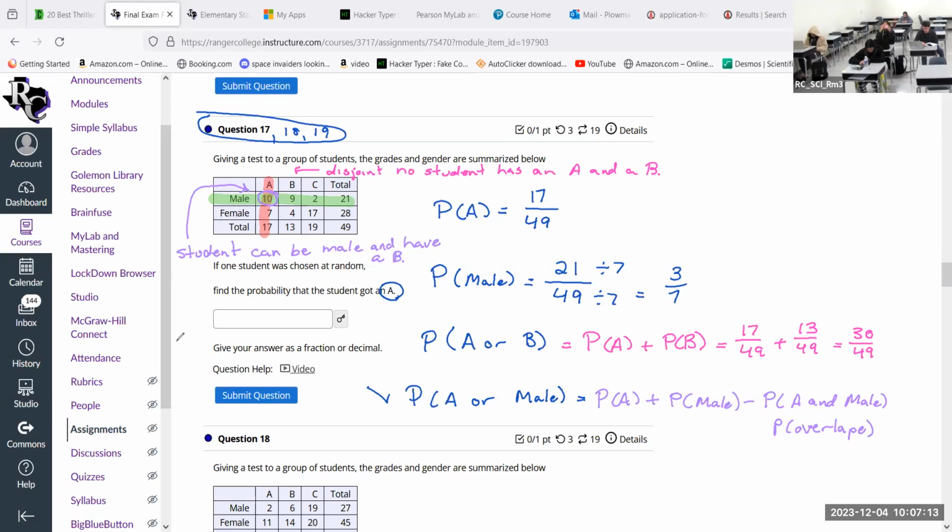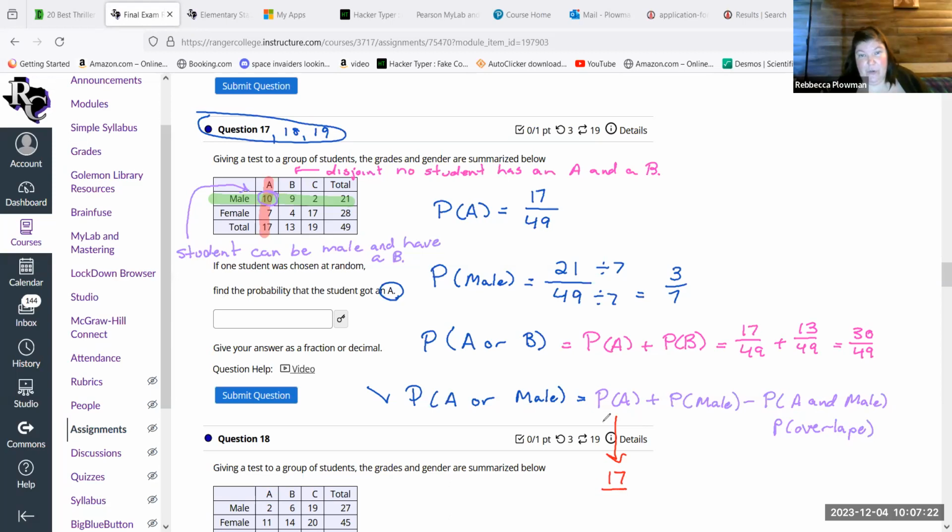So I'm going to just change my color here so we can see it a little better. So for the first part, the probability of having an A, we already know that is 17 out of 49. Probability of a male, I'm actually going to use this one here to make it easier to add up later. 21 out of 49. And then we have 10 students who are the ones we counted as students having an A and students that are being a male. They're part of my overlap. So I remove those 10 students in my overlap. So altogether, we got 17 plus 21 minus 10 over 49.